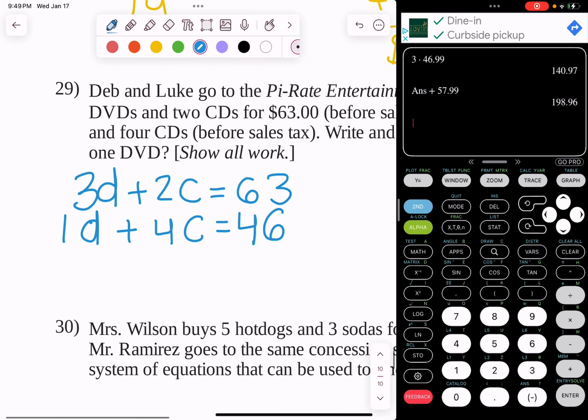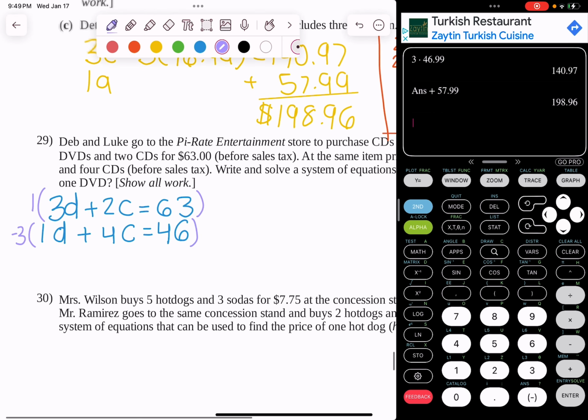All right. So I can multiply the first equation by 1 and the second one by -3 since there's no negatives. So I'll keep the first one the same. 3D plus 2C equals 63. And then -3 times 1D is -3D. -3 times 4C is -12C. And -3 times 46 is -138.